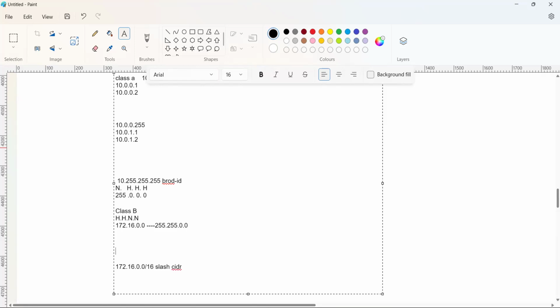Because now you will get 8 ones, and the remaining 8 are zeros, 0 and 0. That is the reason we write the slash value 8. In advanced level, we will write the slash value likewise.